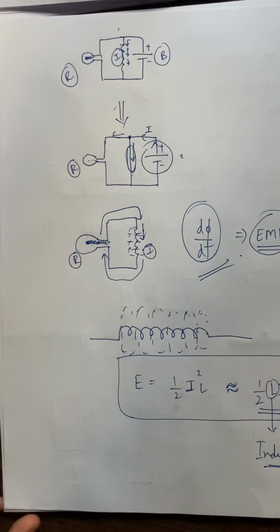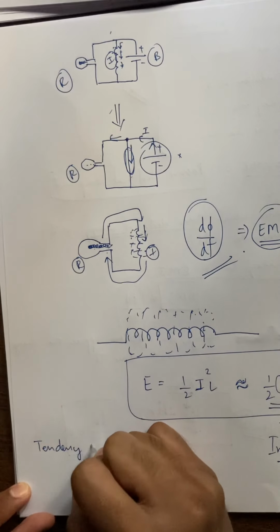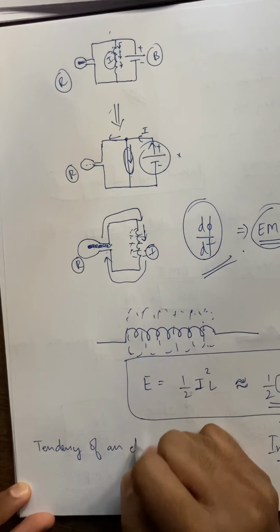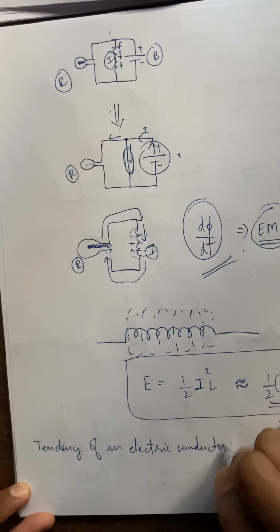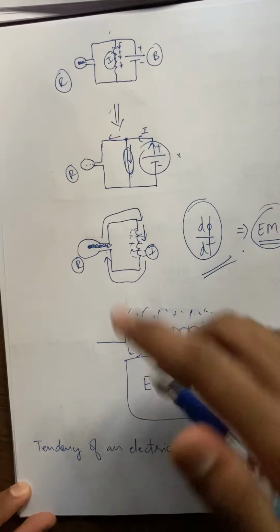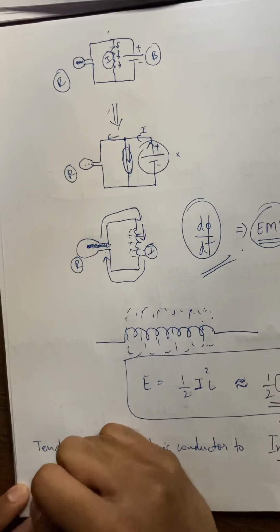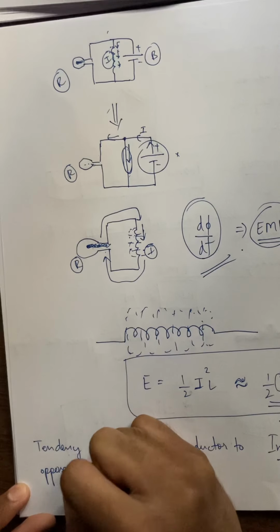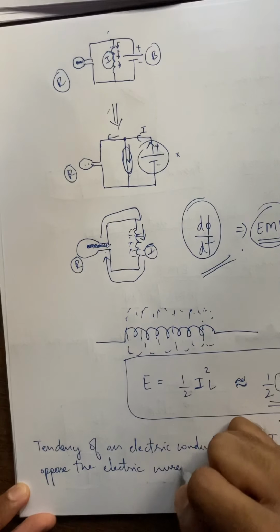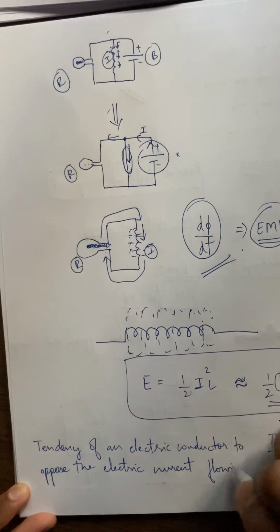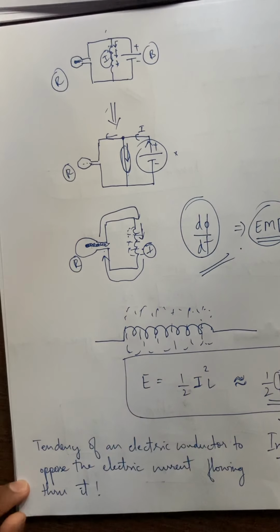What is inductance? Inductance, as a definition, is the tendency of an electric conductor, which in this case is this coil, which is being used as an inductor, to oppose the electric current flowing through it. What is this?